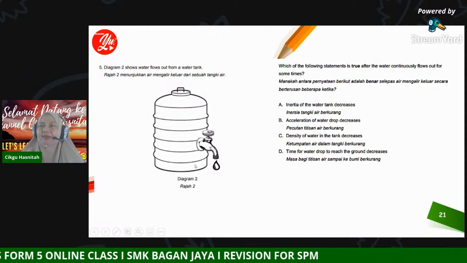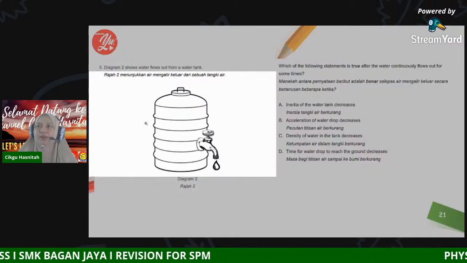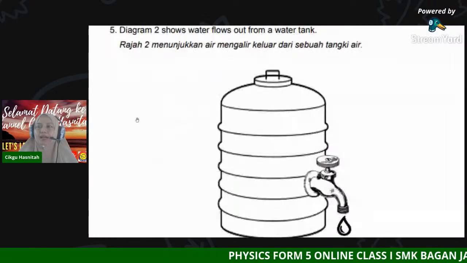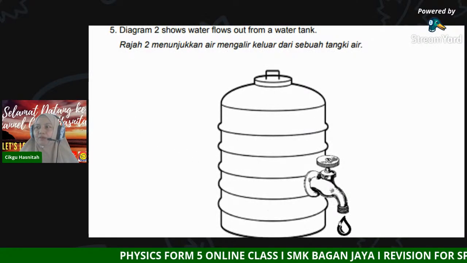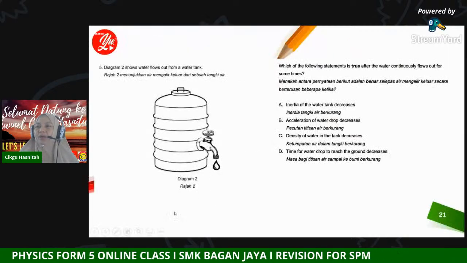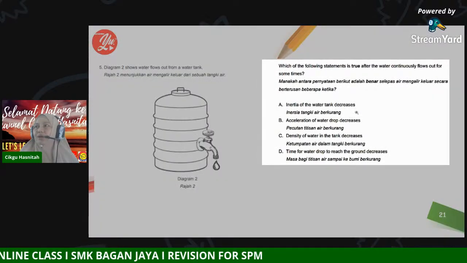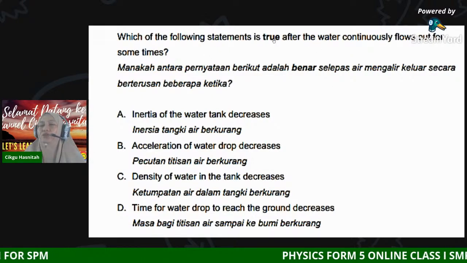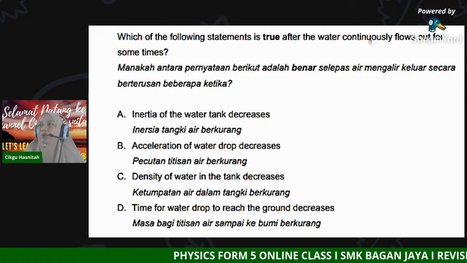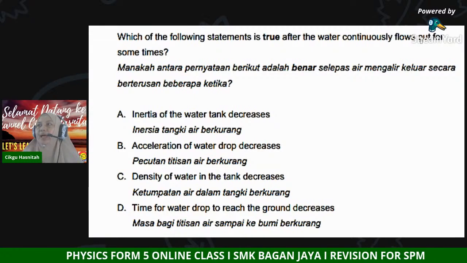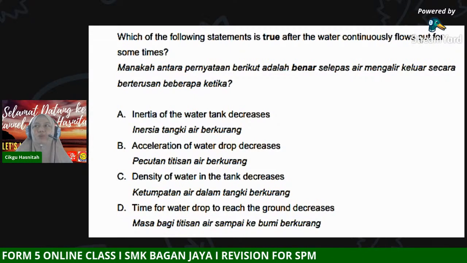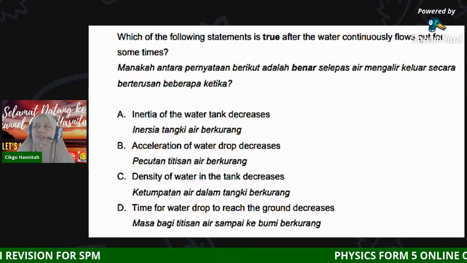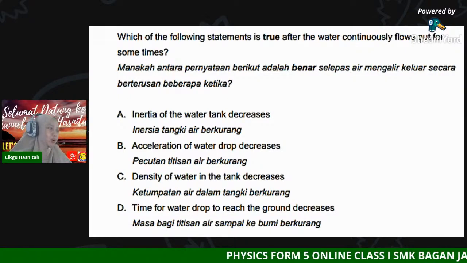Number 5. Now you're given diagram 2. It shows water flowing out from a water tank. The question is, which of the following statements is true after the water continuously flows out for some time? Which one is true?